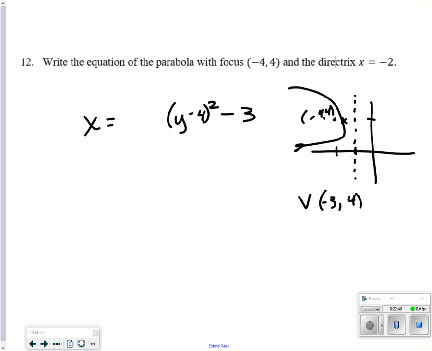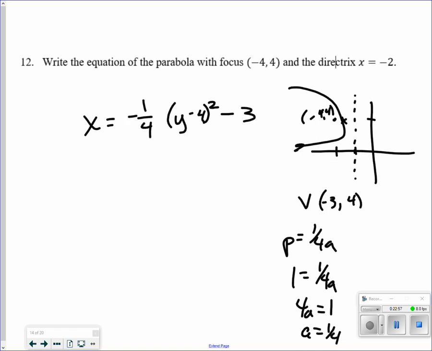So again, putting the vertex into the equation, the only thing I have left to do is find a. p is equal to 1 over 4a, and in this case, p is 1. So if I multiply both sides by 4a, a is a fourth, and because it's going to the left in my picture, we're talking about negative 1/4.